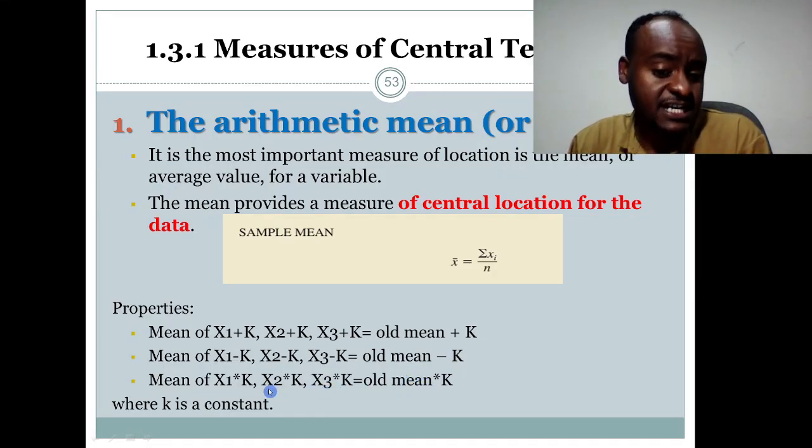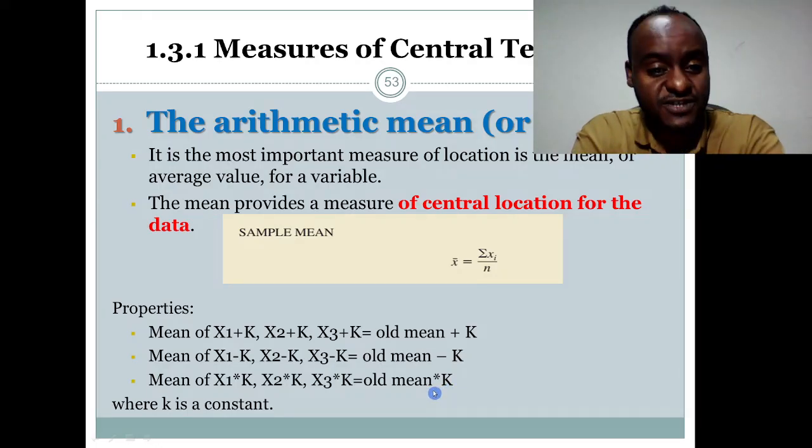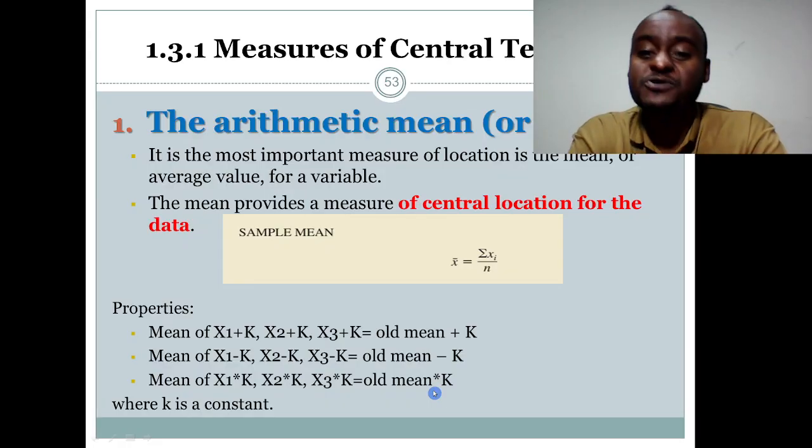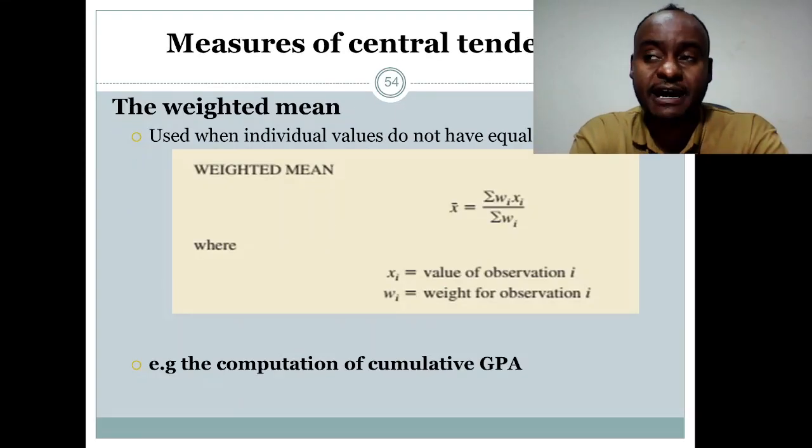On the other hand, if you multiply each data point by one constant number, then its effect on the mean is just old mean times k. So these are some of the properties of the mean. I hope you understand what mean is. This is just the simple mean, the common mean or the usual mean that we encountered.